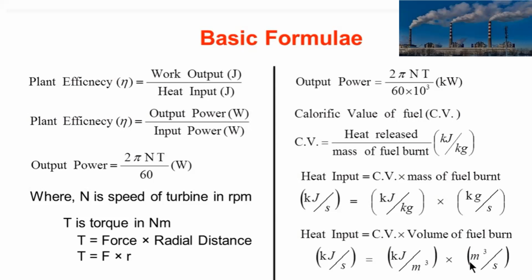Therefore, heat input is equal to calorific value into mass of fuel burned, in terms of kg. In terms of volume, it is written as calorific value into volume of fuel burned in meter cube, so volume will be in meter cube per second. Calorific value in that case will be kilojoules per meter cube, not per kg. So automatically heat input will be in kilojoules per second. From that, you know the output power, and you know the heat input, so you can find out the value of plant efficiency.